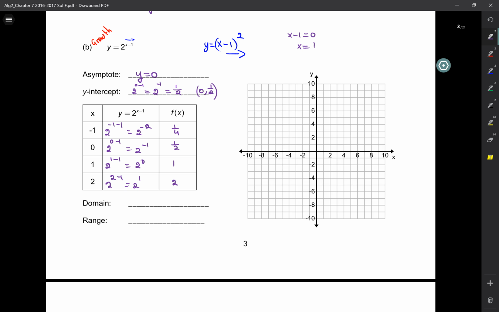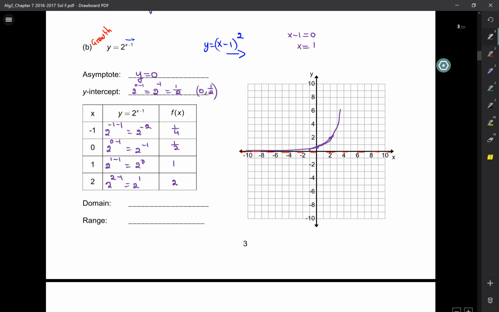1/4, 1/2, 1 and 2. At negative 1, it's 1/4. And then 1/2, and then 1, and then 2. Now, I'm not looking for NASA precision with the 1/4 and the 1/2. Just that the 1/4 is somewhere lower than the 1/2, obviously. And then we do this.